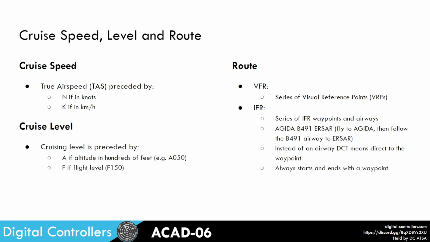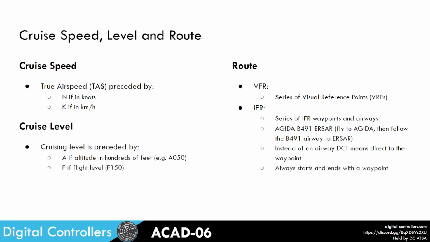Then looking at the cruising speed, cruising level, and the intended routing. The cruise speed is indicated by true airspeed, and it's preceded by the letter N if it's stated in knots, or K if it's stated in kilometers per hour. And these are always as 4 digits.